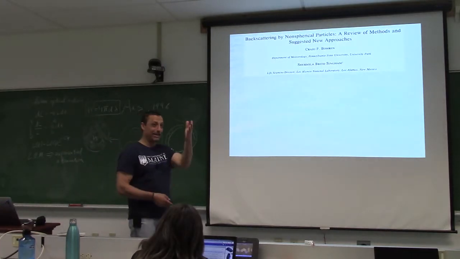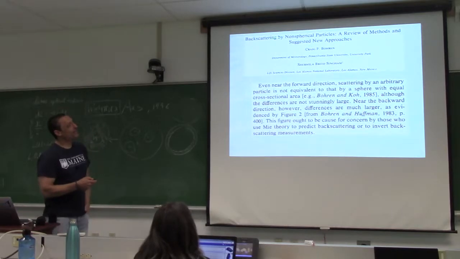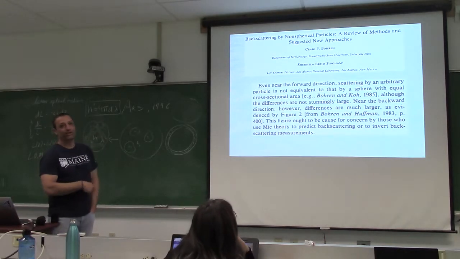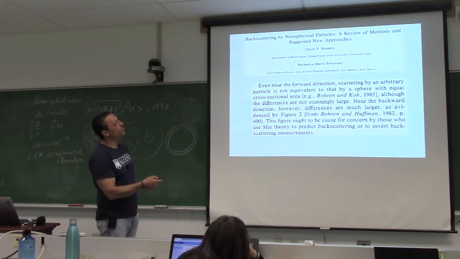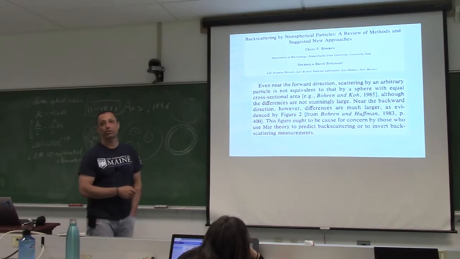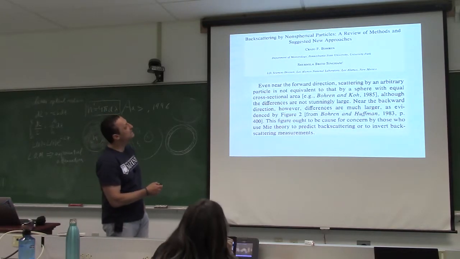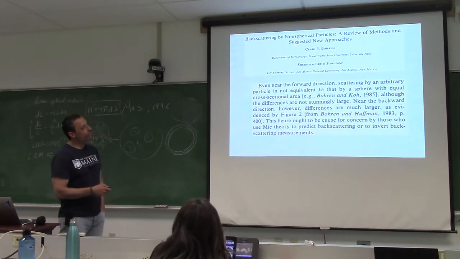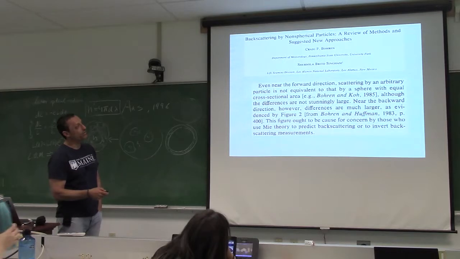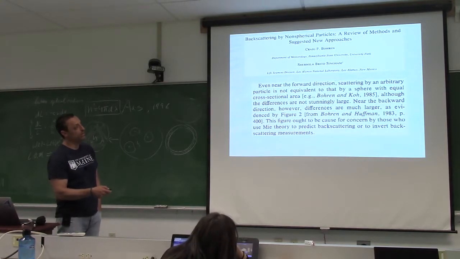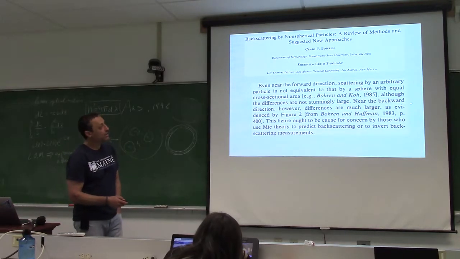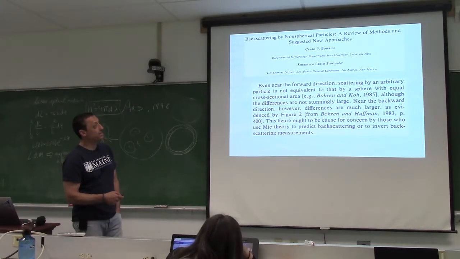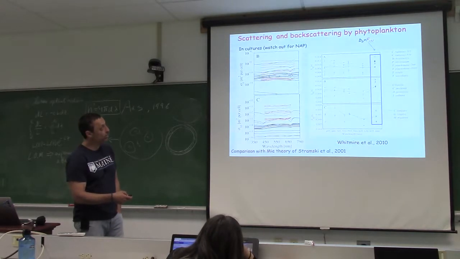So this is the paper, again, that Kurt alluded to, where Craig Bohren, an amazing physicist who studied light, wrote, the name of the paper is Backscattering by Non-Spherical Particles: A Review of Methods and Suggested New Approaches. It's from 1992, I believe. And he said, even near the forward direction, scattering by an arbitrary particle is not equivalent to that of a sphere with equal cross-sectional area, and that depends, obviously, on size. Although the differences are not strikingly large. Near the backward direction, however, differences are much larger, as evidenced by figure 2. So as evidenced by just what I showed you here, really large differences in backscattering compared to total scattering.